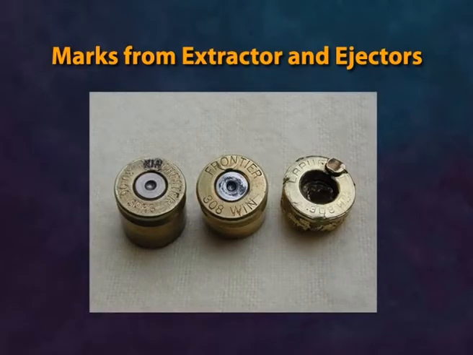Next are marks from extractors and ejectors. When a fired cartridge case is extracted and ejected, the irregularities on the extractor and ejector are imprinted on the rim of the cartridge case. These are called extractor and ejector marks. All firearms have some form of extractor and ejector.